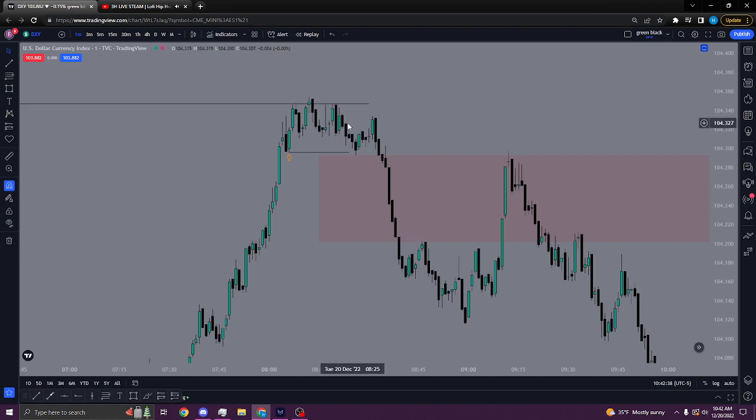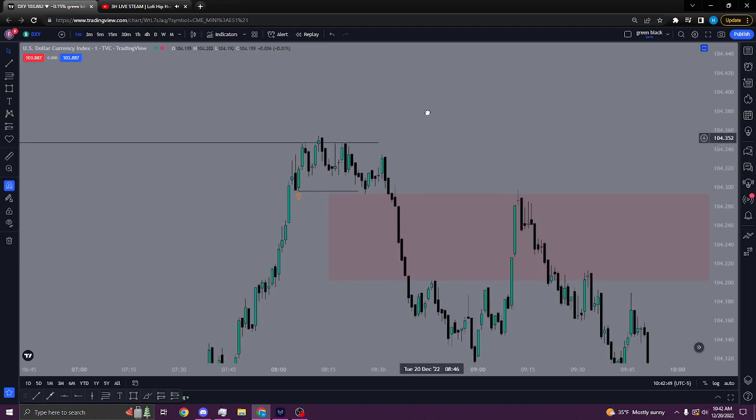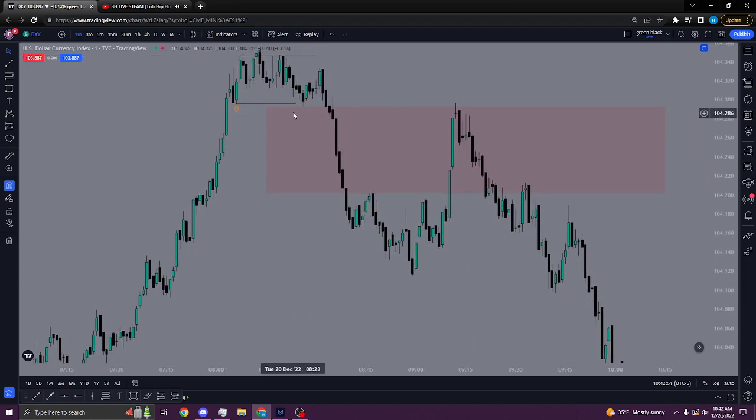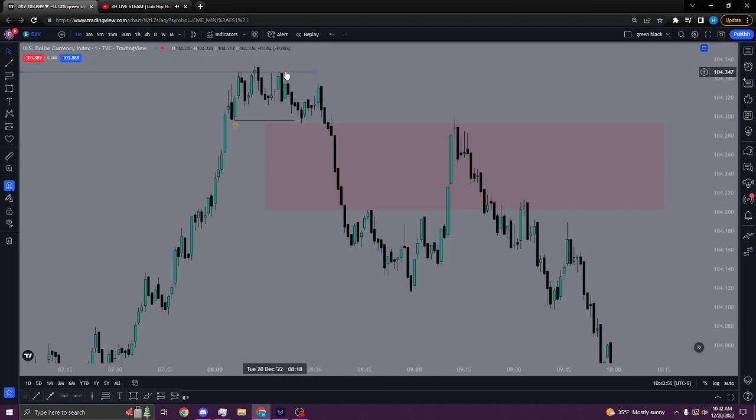And then you can be a seller when it trades back up into this range from high to low. Bearish order block, you could be a seller here, but I wasn't a seller there. I waited for price to give me a bigger displacement. As ICT talks about, you want that big displacement.